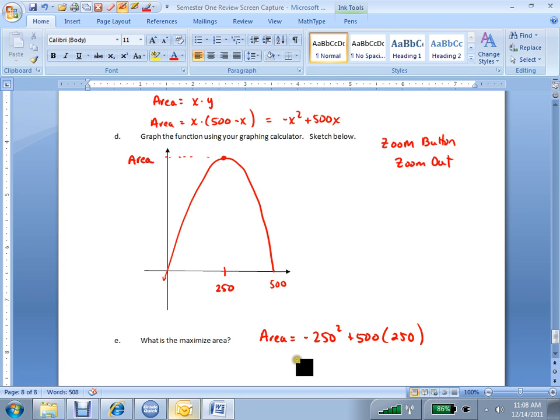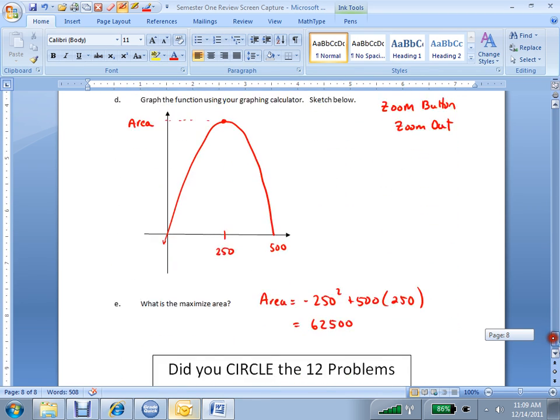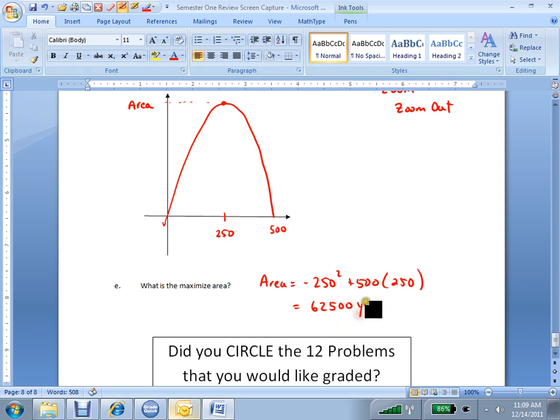And you get out a value for the area of 62,500, and then let's check what the units were. The units were in yards, so our answer is yards squared.